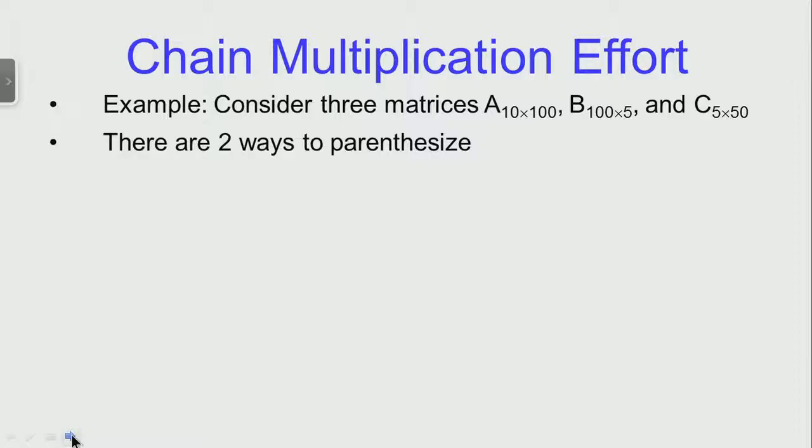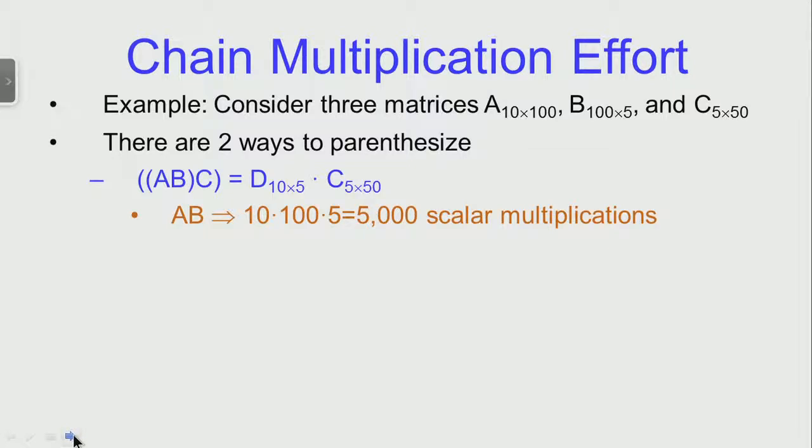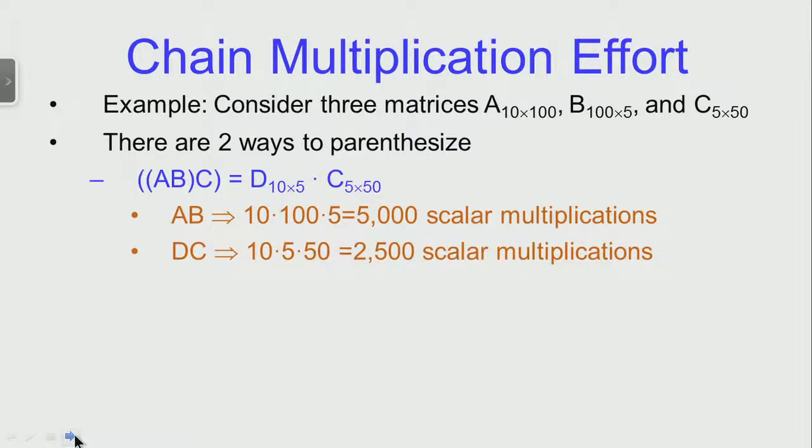There are 2 ways of parenthesizing this. This is the first way where the product AB is computed first and the result is multiplied with C. Let us assume that the product AB is called D. We know that it is a 10 by 5 matrix and C is a 5 by 50 matrix. The multiplication AB takes 5000 scalar multiplications. The product DC takes 2500 scalar multiplications. Therefore, the total number of scalar multiplications is 7500.